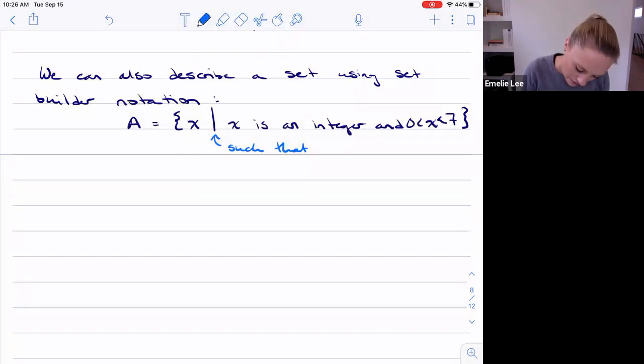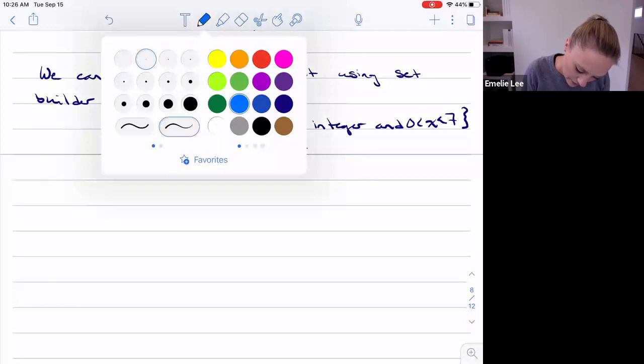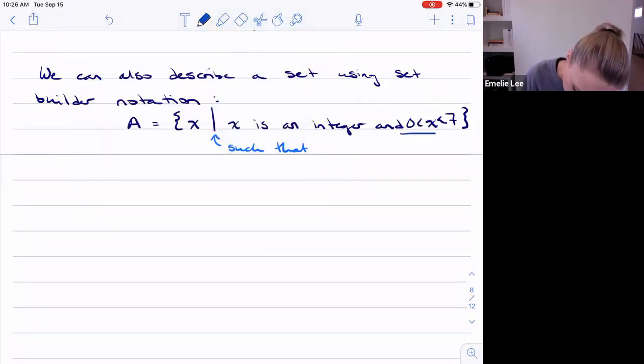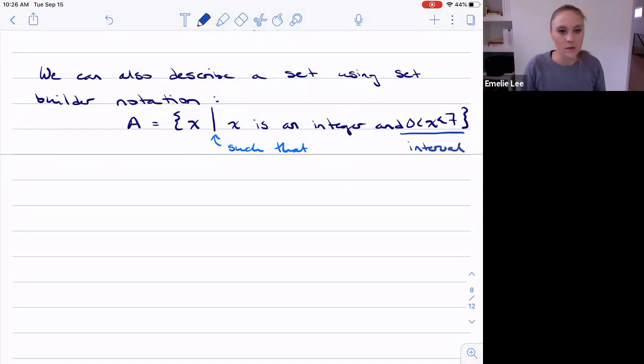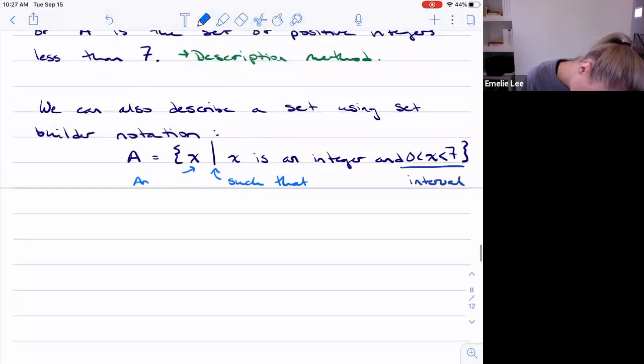I can give an interval like that. We haven't really talked about intervals yet. I assume that you're a little bit familiar with intervals, but we will talk about them more. So set builder notation just says that A is the set of any x such that x is an integer and x is between 0 and 7, not inclusive. We will talk more about intervals and interval notation later.